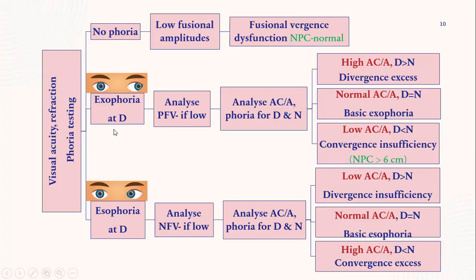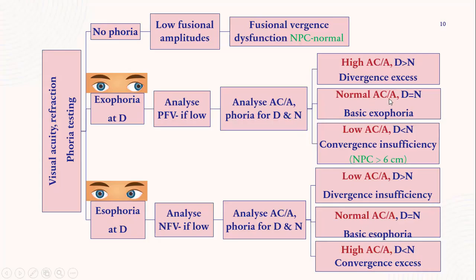But on phoria testing, if there is an exophoria where the eyes tend to go outwards, we analyze the convergence amplitudes, which is the positive fusional vergence. And if these convergence amplitudes are low, then we look at the AC/A ratio and also whether the phoria is more for distance or more for near. So if it is a high AC/A ratio and the exophoria is more for distance, then it is a problem of divergence excess.